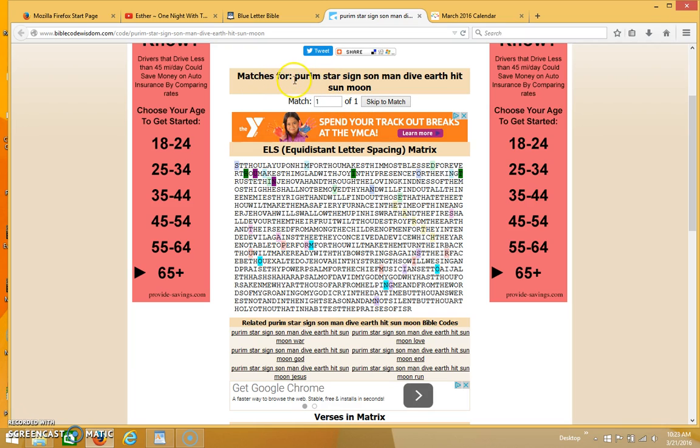And this one reads at the top, Purim, star, sign, sun, man, dive, earth, hit, sun, moon. And over here at the top, starting with the S in the light bluish purple, you have the word sun. And this is referring to the Son of Man. And you see the letters S-O-N. And then man is meshed in with the word sun with the letters M-A-N.